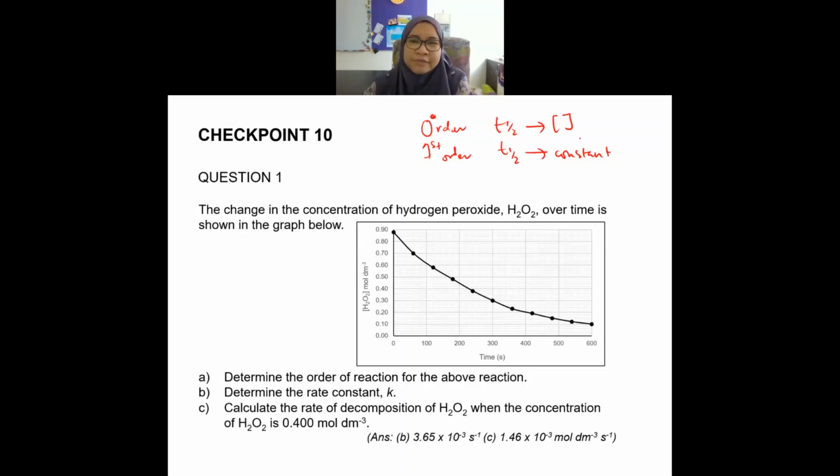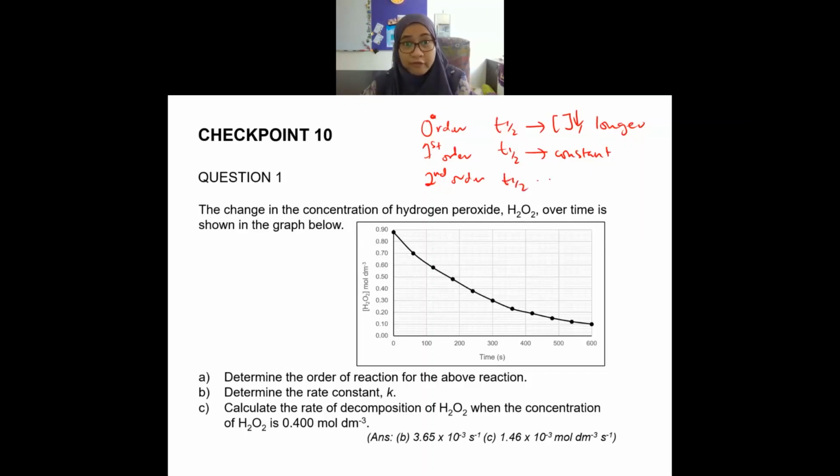Concentration, the initial concentration, what formula does it have? Decrease or increase? Increase, right? It takes longer. Longer. When the concentration decreases, it will take longer for the concentration to become half. For second order, it is the other way around.